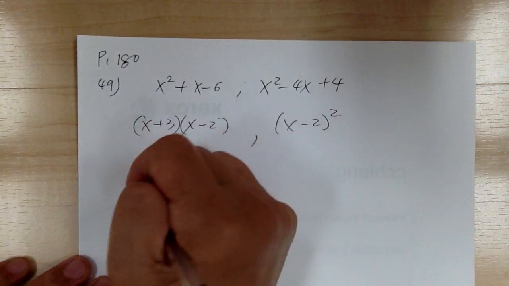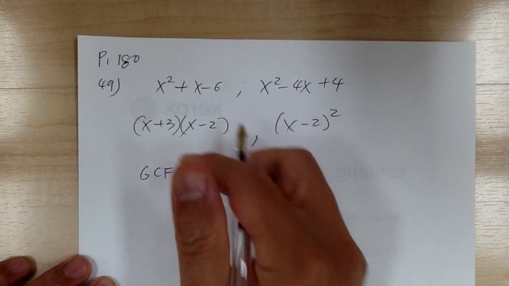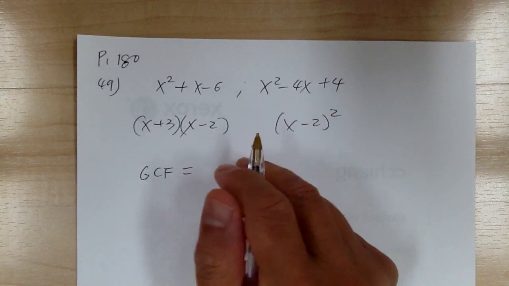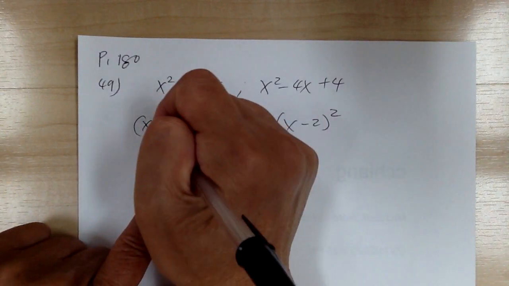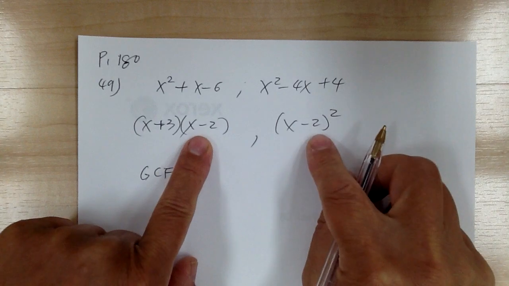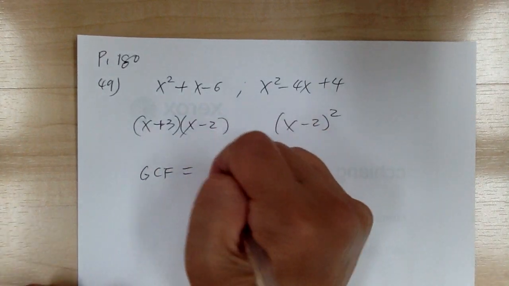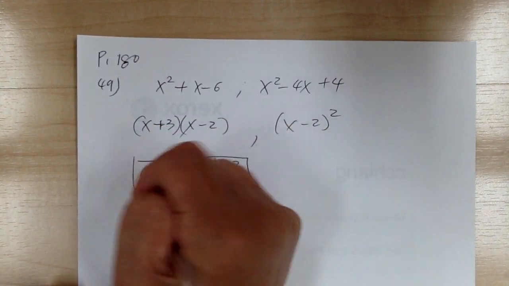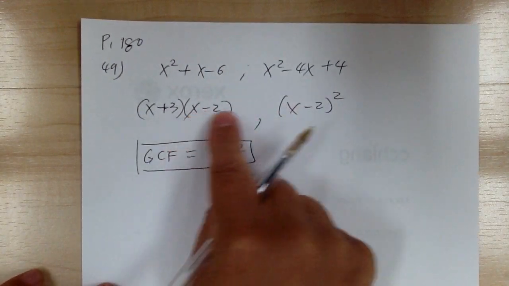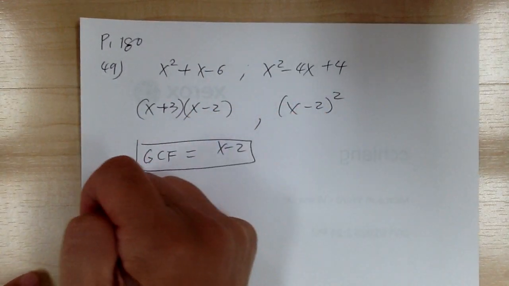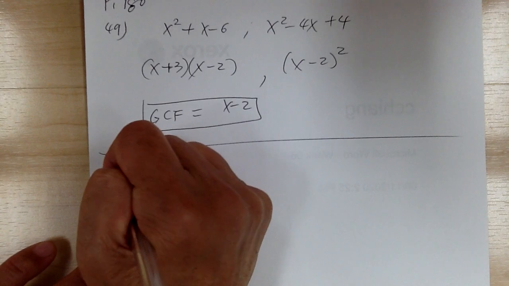And so the GCF would be, see what they have in common, and you take the lower exponent. So what they have in common is x minus 2. That's it. Again, I kind of skipped the steps of how to do this, so you have to go through the steps of doing the factoring.